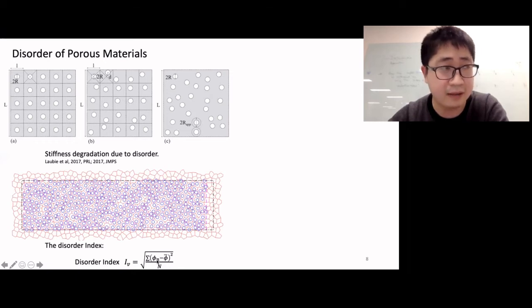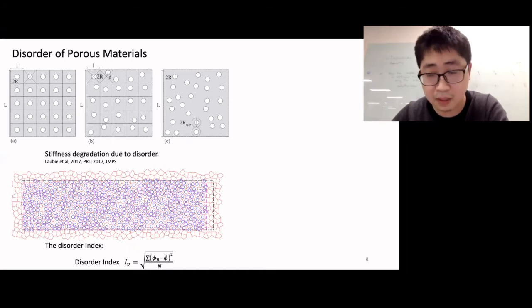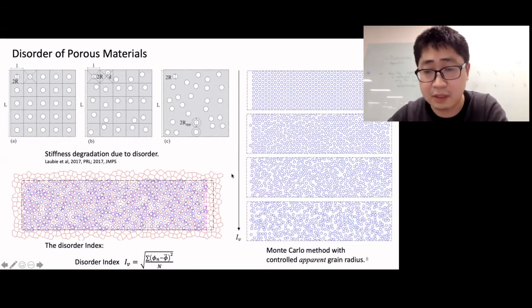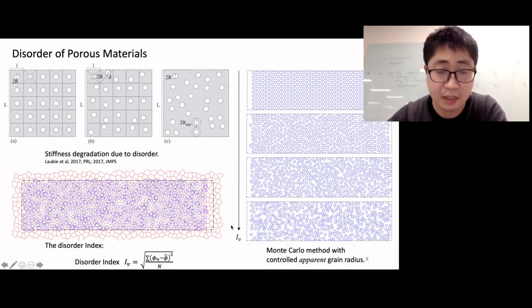So this phi n is the local porosity within the Voronoi cell, and this phi bar is the average porosity. So this number basically reflects the fluctuations of all those porosities. And then using the Monte Carlo method, we can generate porous media with different disorder, characterized by this disorder index.